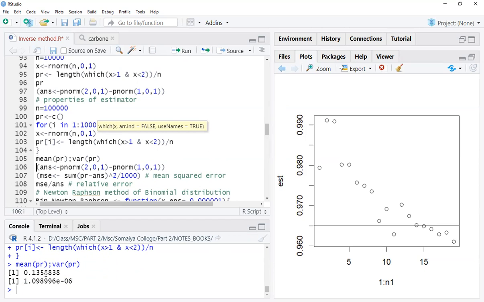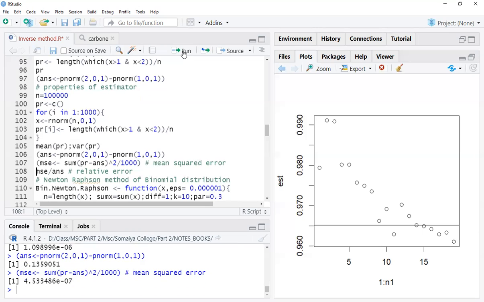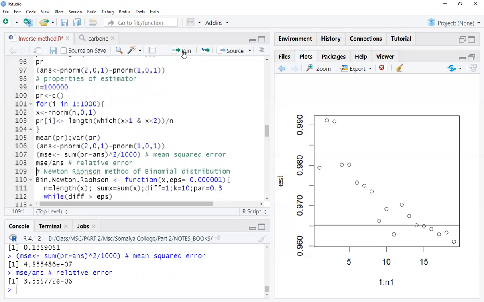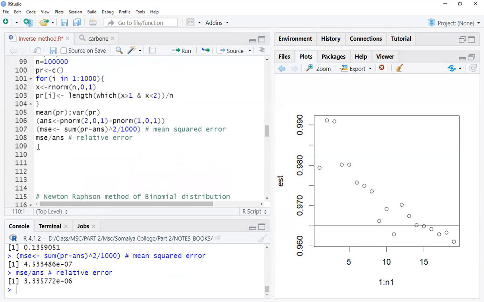Now look here. This is tending to 0 and this is 0.588. This was the actual value, point five eight eight. So very close, right? This is again 10 raised to minus 7, and this is again 10 raised to 6. So we are approximately getting 0 almost. Fine. So in this way, you can check the standard error and squared error under this condition.